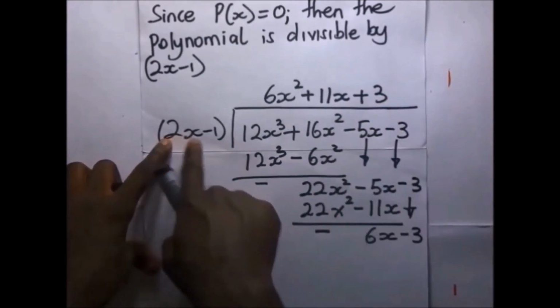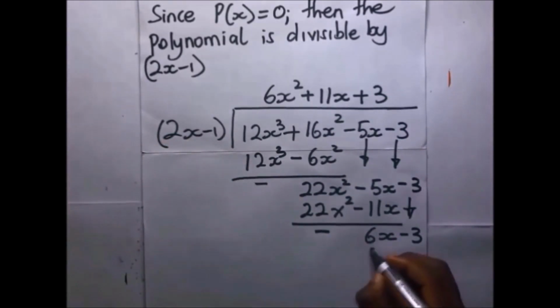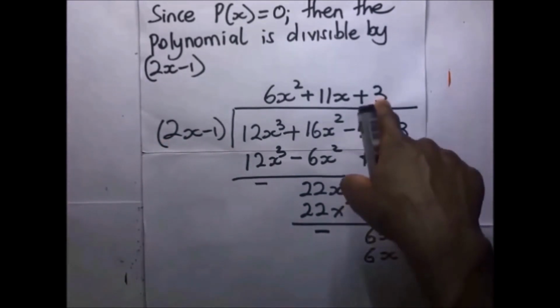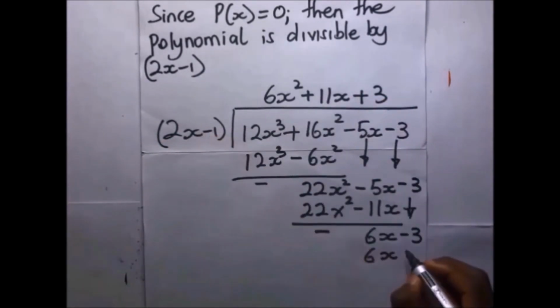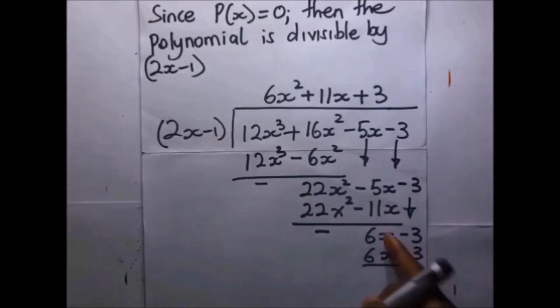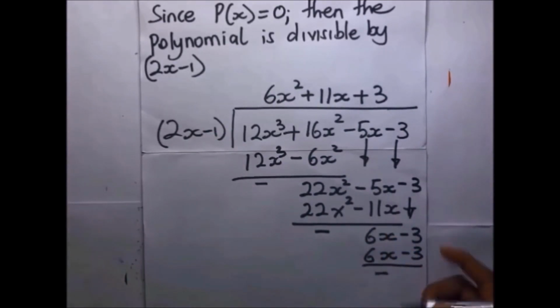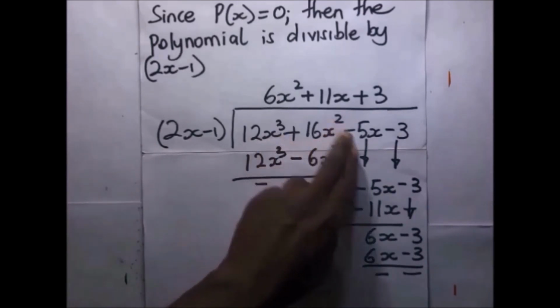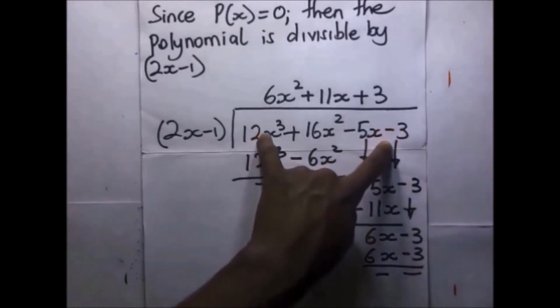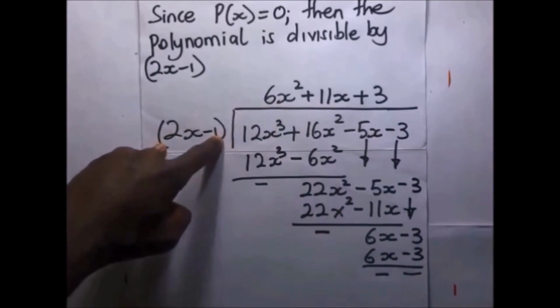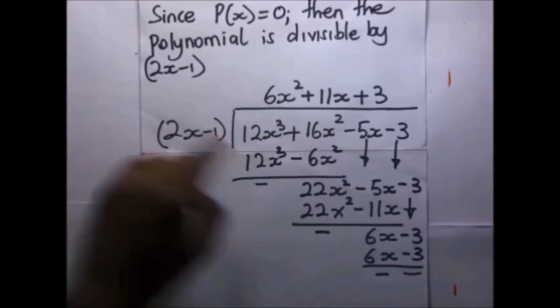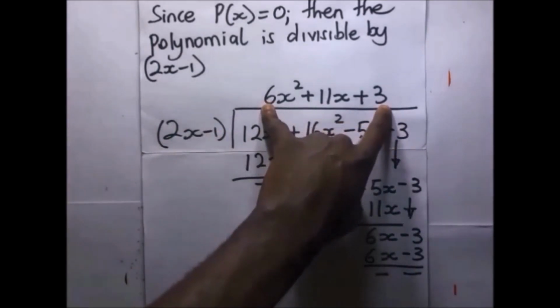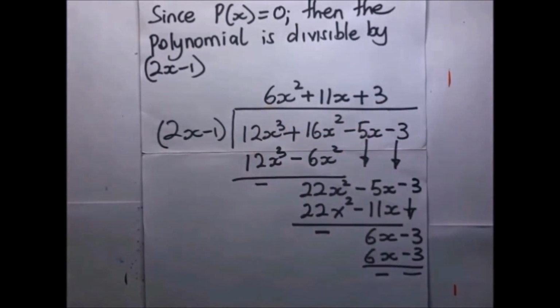Now 3 times 2x is going to give us 6x. Then 3 times negative 1 is going to give us negative 3. When we subtract, negative 3 minus negative 3, we get nothing. So we have our polynomial 12x cubed plus 16x squared minus 5x minus 3. When we divide it by this linear function 2x minus 1, we shall end up with the quotient being 6x squared plus 11x plus 3.